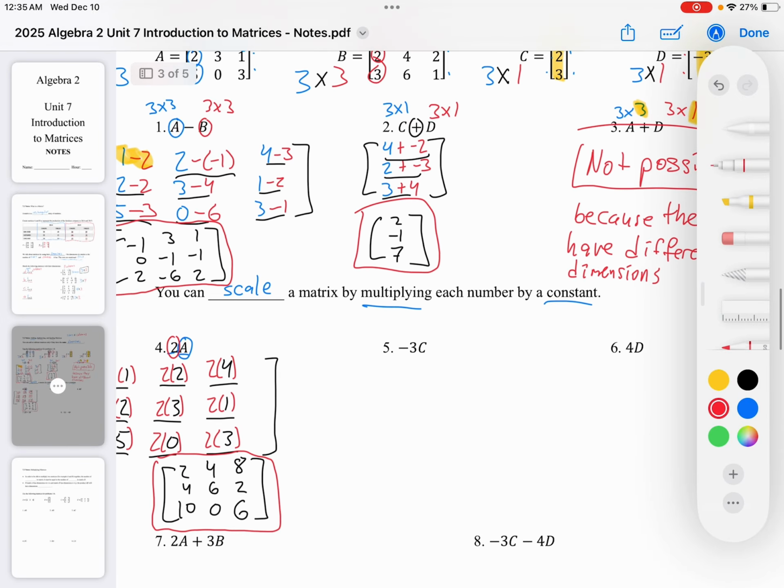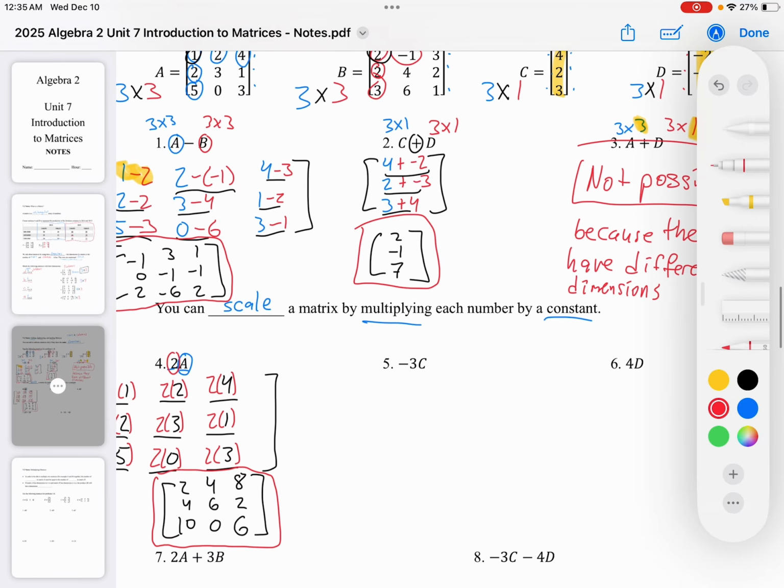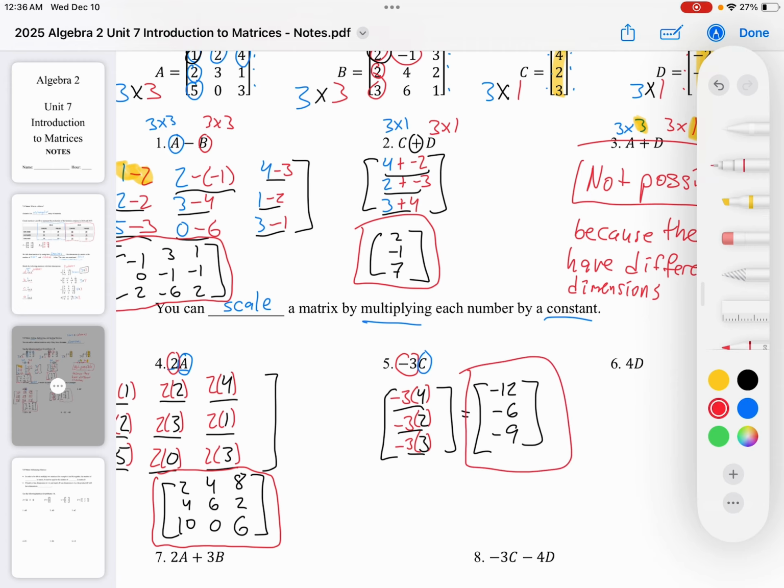The same thing is going to work for these next couple. Number 5, we've got negative 3C. So we're going to take the numbers that are in matrix C. That looks like 4, 2, 3. And we're going to multiply all of those by negative 3. So this will give me the matrix: negative 3 times 4 is negative 12, negative 3 times 2 is negative 6, and negative 3 times 3 is negative 9. So this is the matrix we would get when we scale matrix C by negative 3.